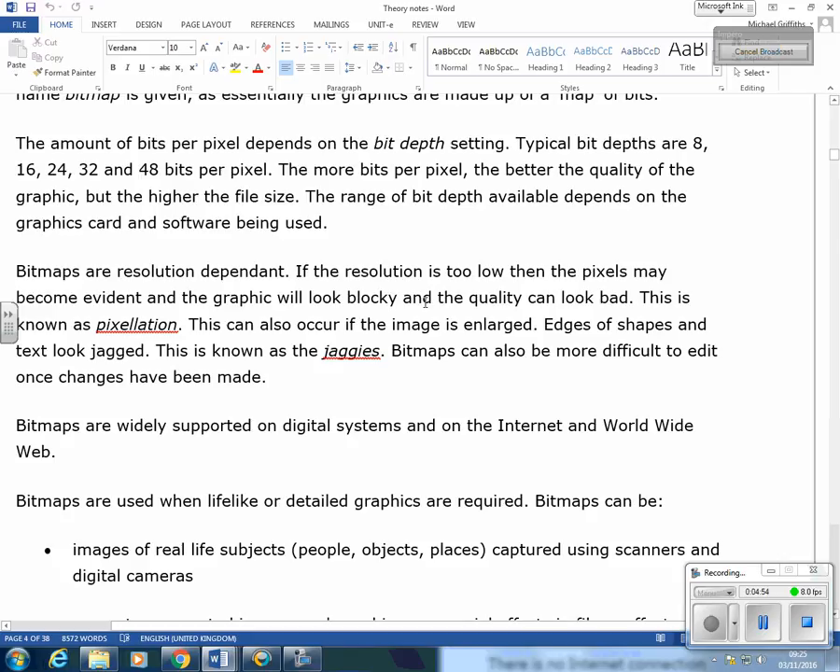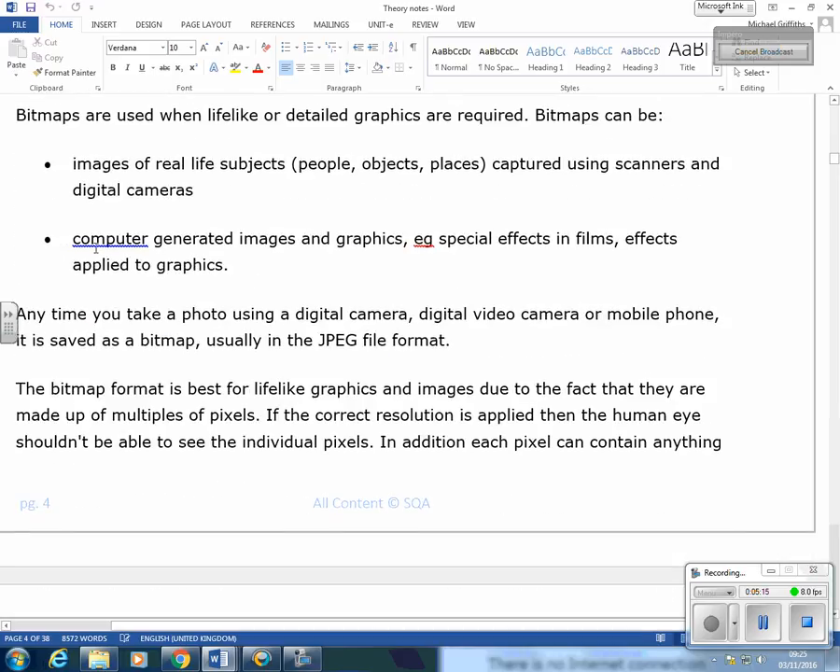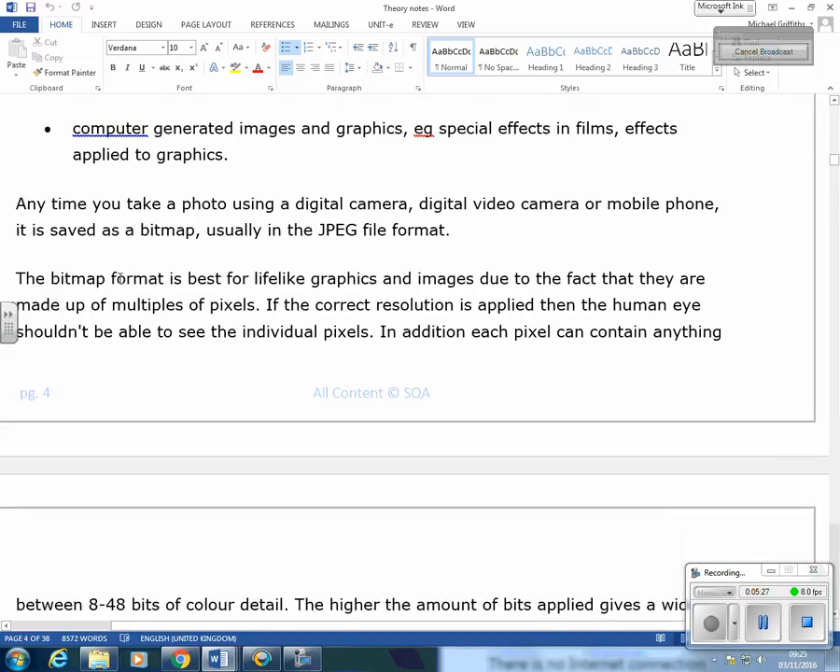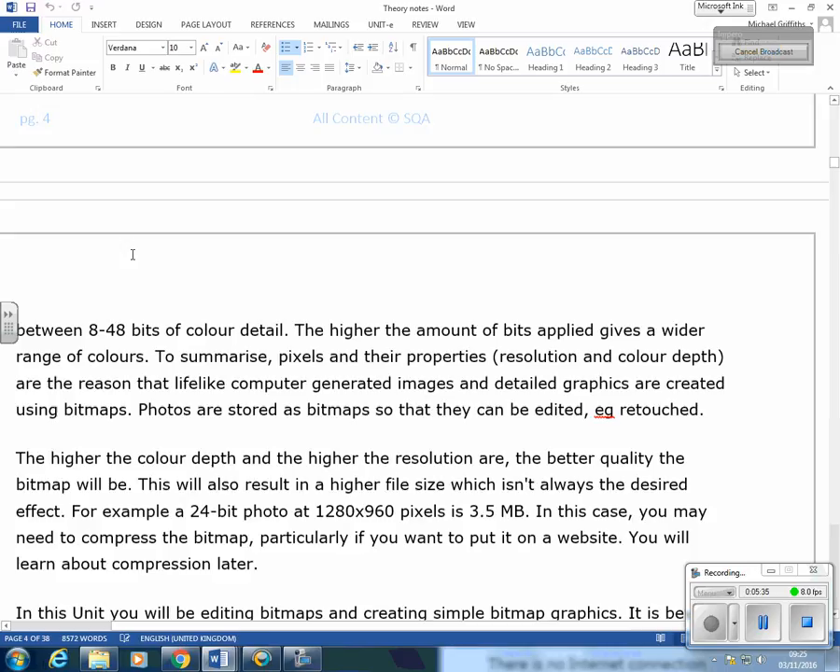The idea here is that we'll concentrate on bitmaps just now, right? Bitmap images are an illusion because it's just dots joined together to make it look like a picture to us. If you go straight up to some images that are lots of wee dots, they don't look like the image. You back away and they do. Right, okay, so bitmaps are used when lifelike or detailed graphics are required. Bitmaps can be images of real life subjects, computer generated images, and if you've taken pictures with a camera phone, the chances are that'll be a JPEG. I'll come on to GIFs, JPEGs, and PNGs a wee at a time, right?